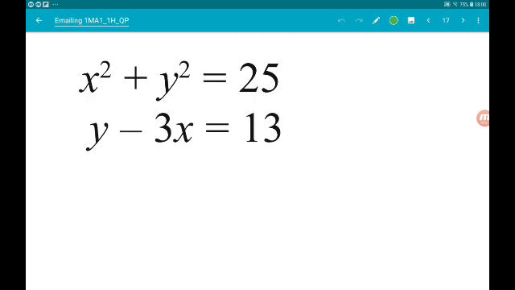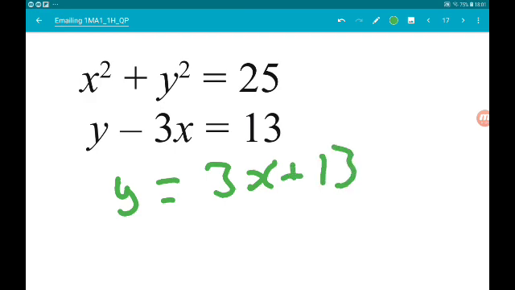It's a straight line. So the first thing that we need to do is rearrange the linear equation to get an expression for one letter in terms of the other. So looking at it, it's going to be much nicer to get y on its own. We're going to do that by adding 3x to both sides. So we are going to get y is equal to 3x add 13.